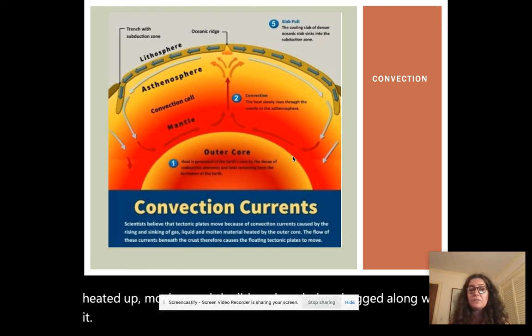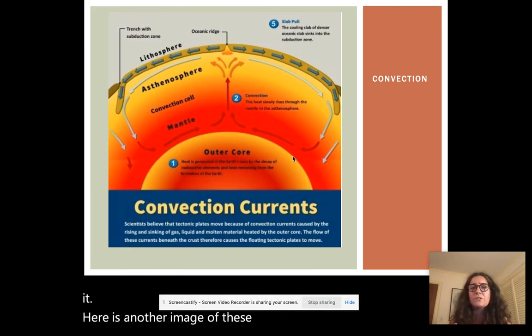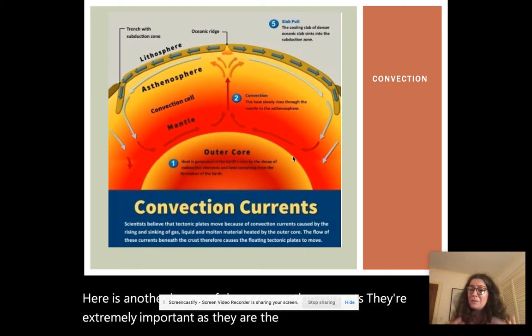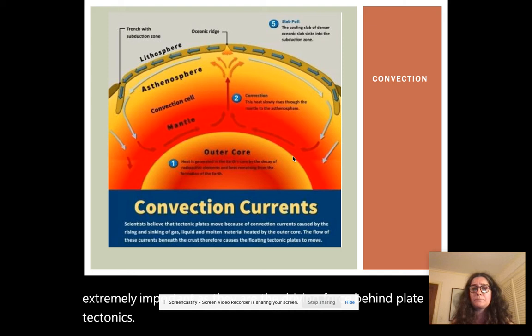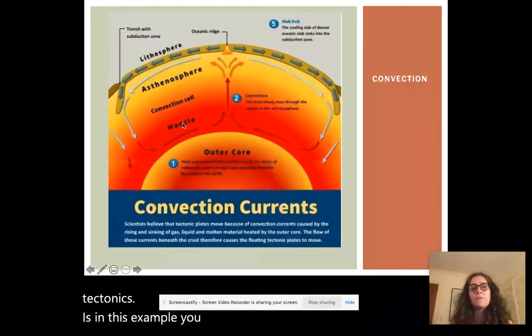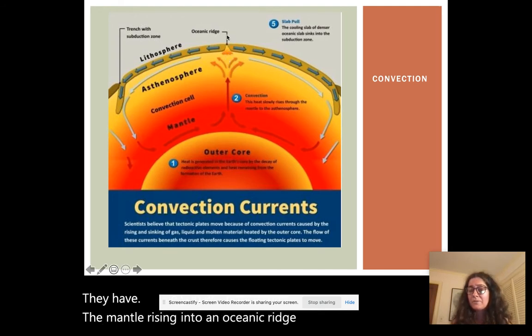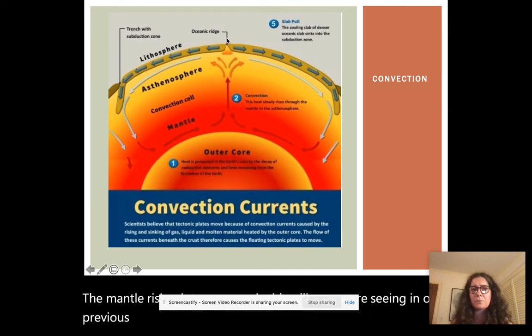Here is another image of these convection currents. They're extremely important as they are the driving force behind plate tectonics. In this example, you will notice that they have the mantle rising into an oceanic ridge, like we were seeing in our previous example, with seafloor spreading.